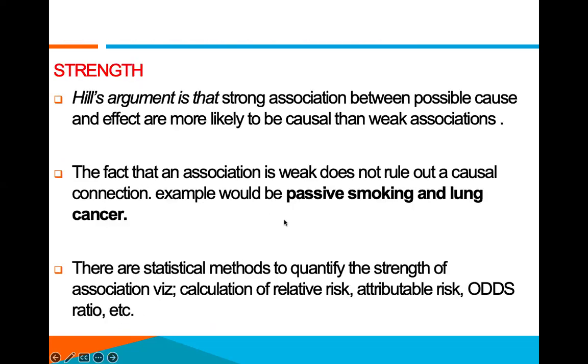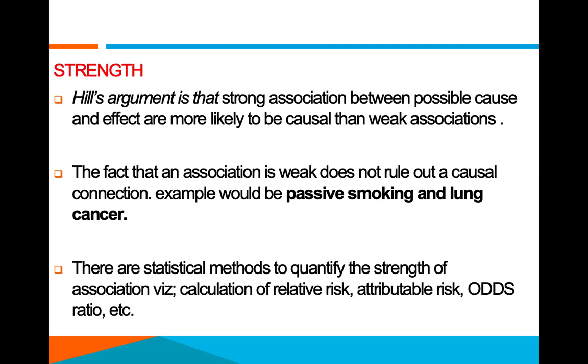Let's look at strength. So there can always be strength in association, and there can also be weakness in association. Let's look at the strength. Hill's argument is that a strong association between possible cause and effect is more likely to be causal than a weak one. Now, the fact that an association is weak does not rule out a causal connection.